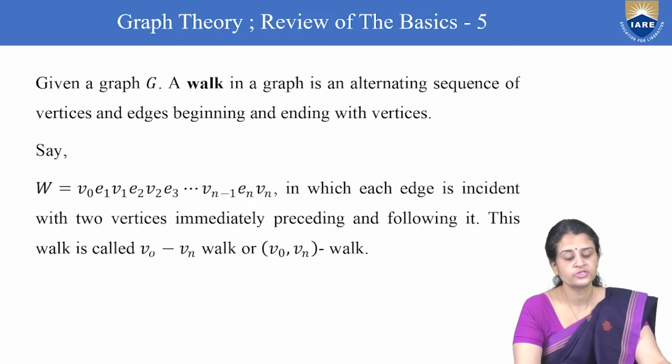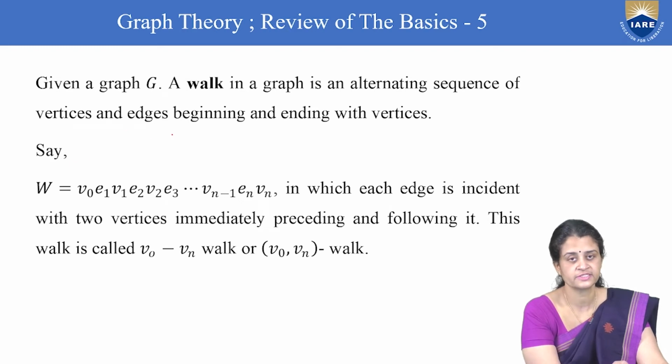Now we are going to see what a walk is. Given a graph, a walk in a graph is an alternating sequence of vertices and edges, beginning and ending with vertices. Say W equal to V0, E1, V1, E2, V2, E3, etc., Vn minus 1, En, Vn, in which each edge is incident exactly with the two vertices immediately preceding and following it. This is called a V0 Vn walk.